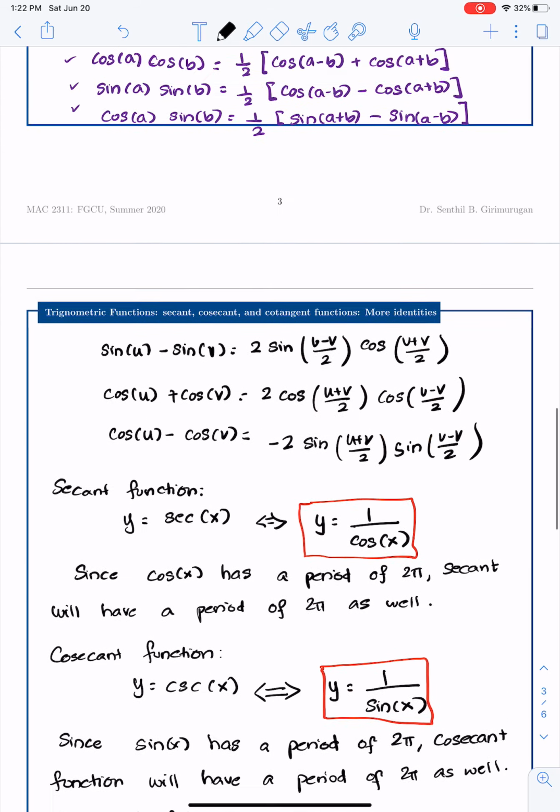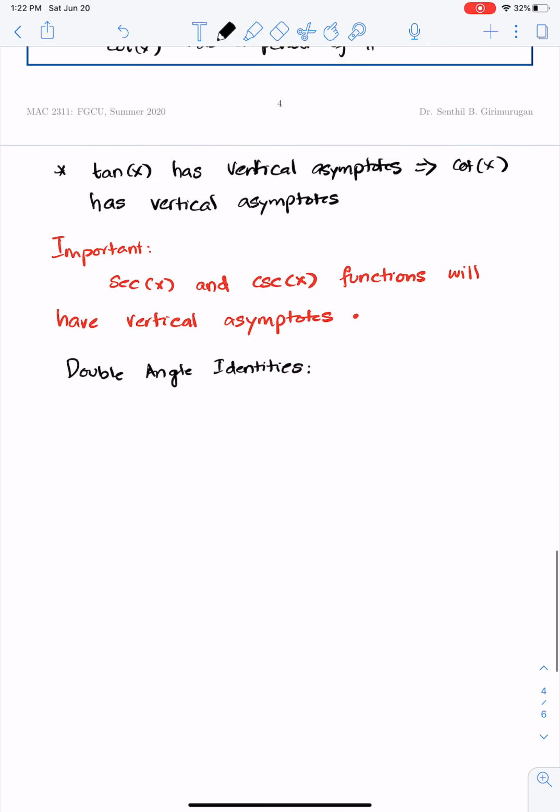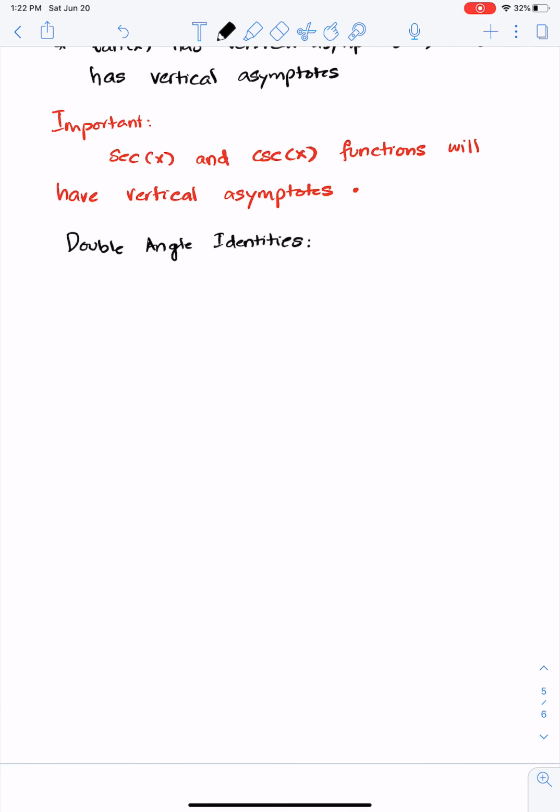These are simply derived from one of these, but I could just write one of them. So let's say sine 2x. The identity is simply 2 times sine x cosine x. Now, how do we know that this particular identity is true?